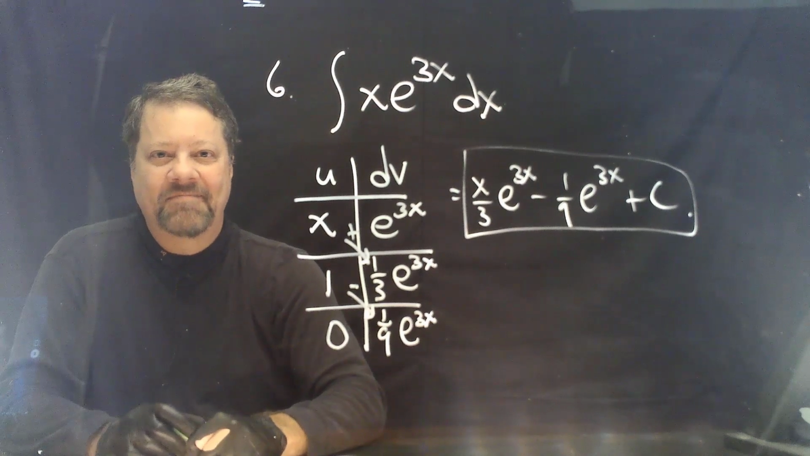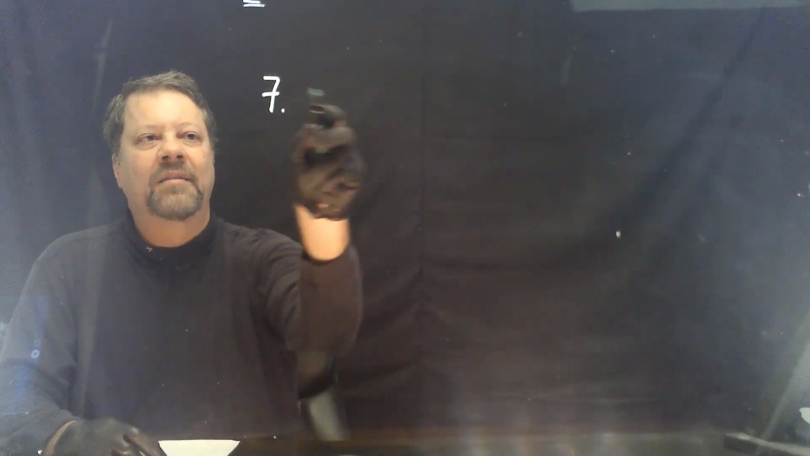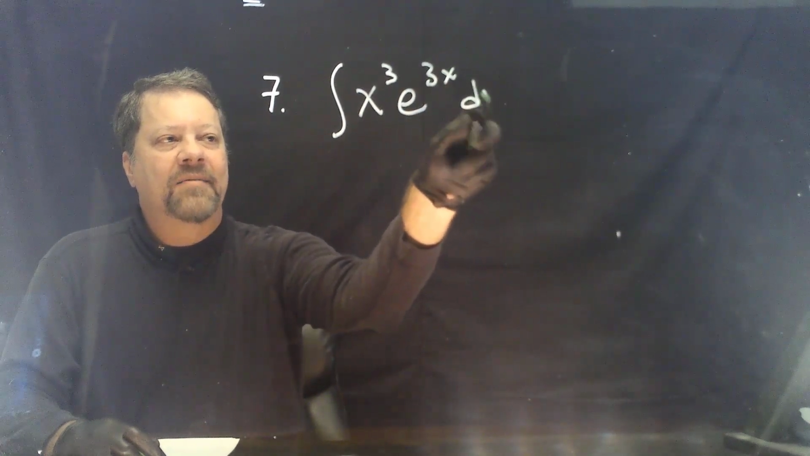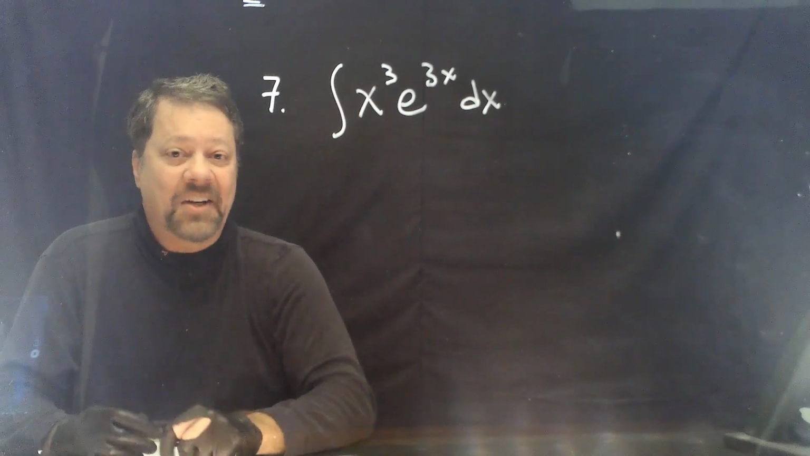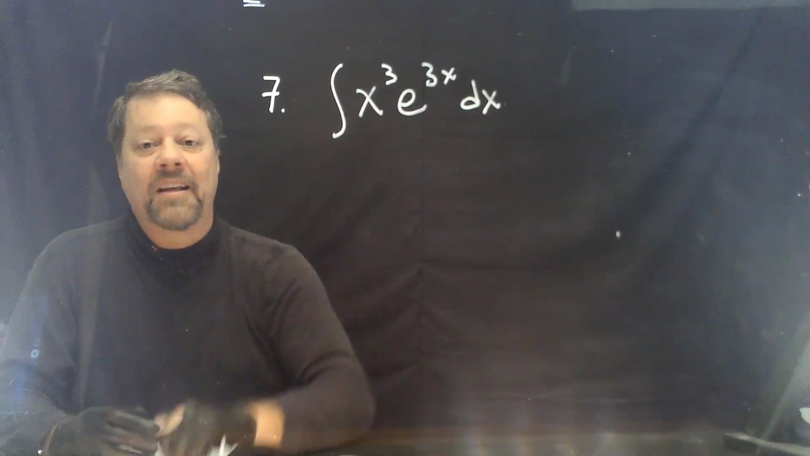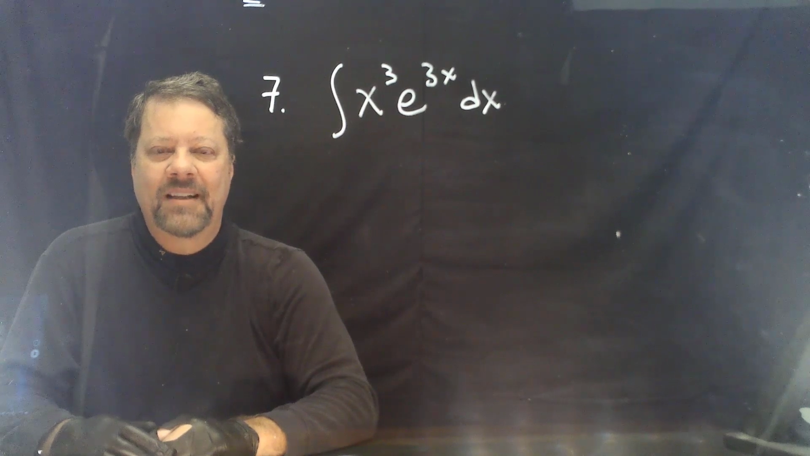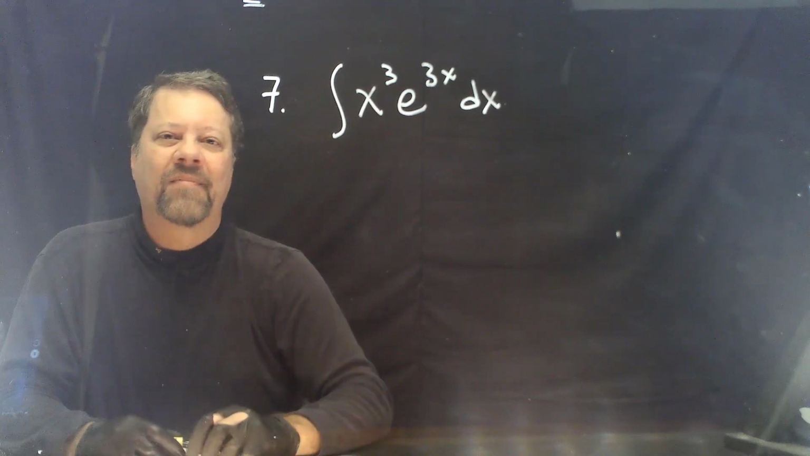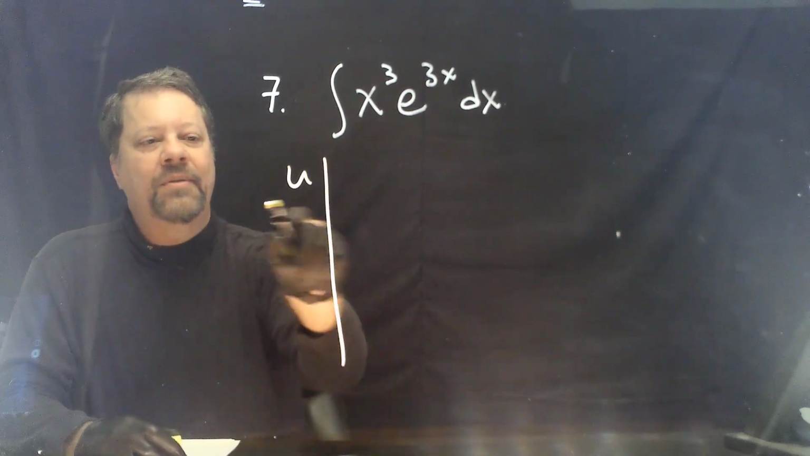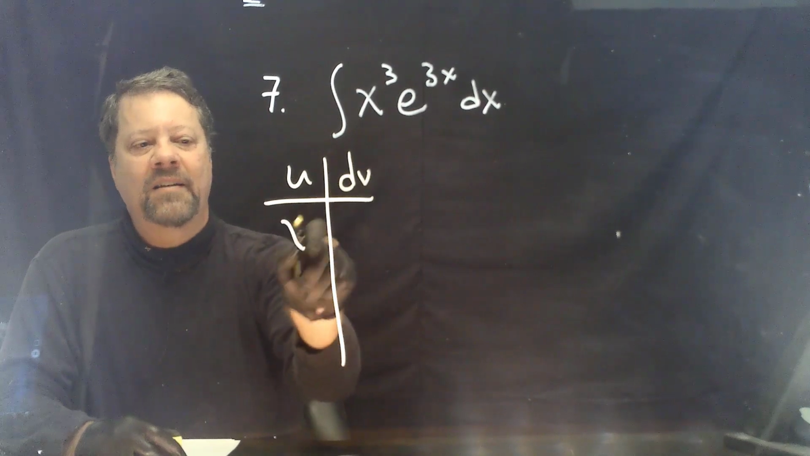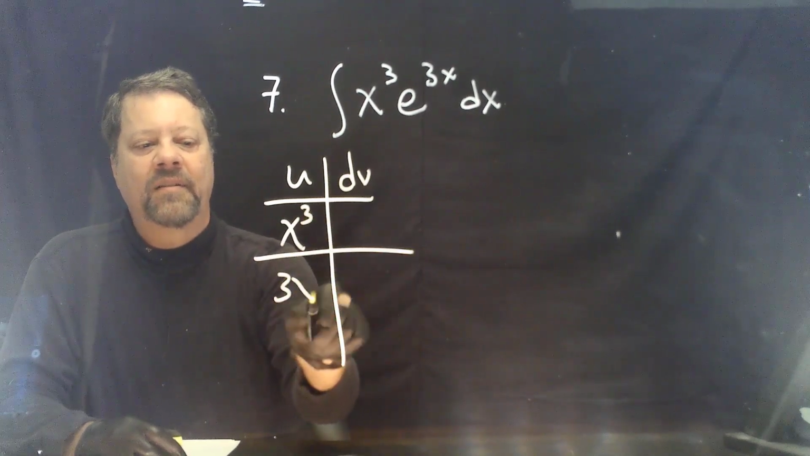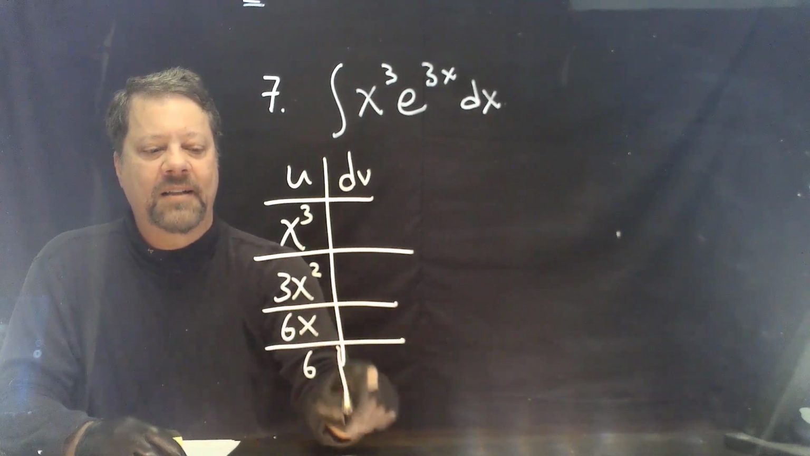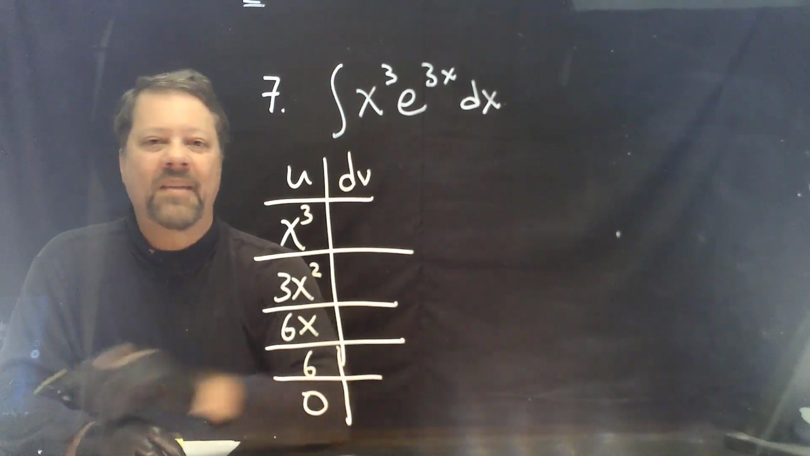Piece of cake. So in problem 7, it's the integral of x cubed e to the 3x. And this is obviously an integration by parts problem, but it involves 3 integrations by parts. So if you're smart, you'll learn the tabular method because you can do them all in one fell swoop. So we'll have u and dv, x cubed, 3x squared, 6x, 6, and then 0. That's where you stop.